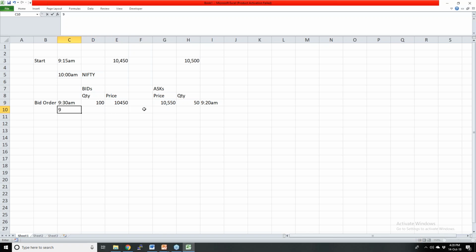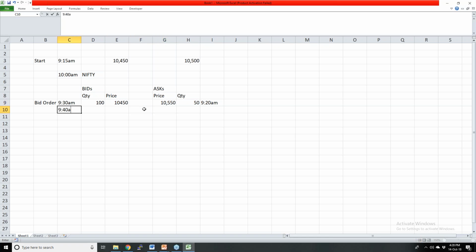And then say at 9:40, now obviously because I want to buy it at 10,450 and somebody else wants to sell it at 10,550, there would be no trade. There would be absolutely no trade. It's like saying I want to buy this apple at $10 and there's somebody else who wants to sell it at $20. So obviously we don't trade. A trade will happen if the buy and the sell price match.